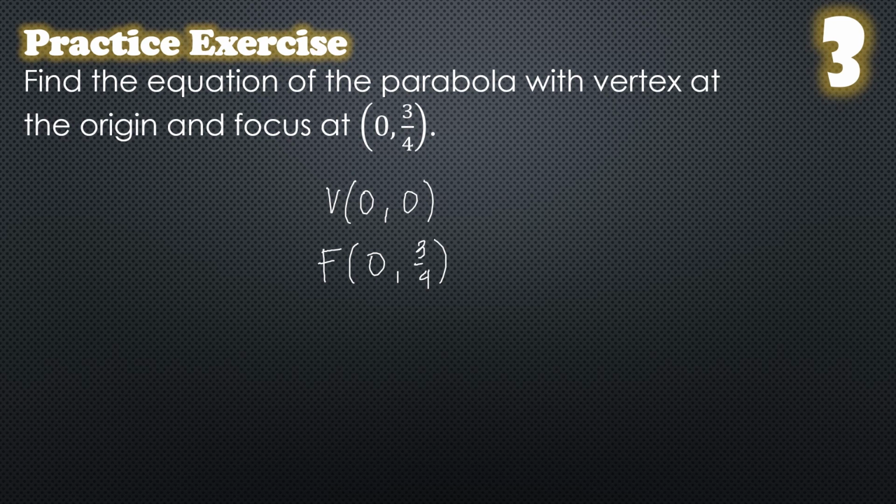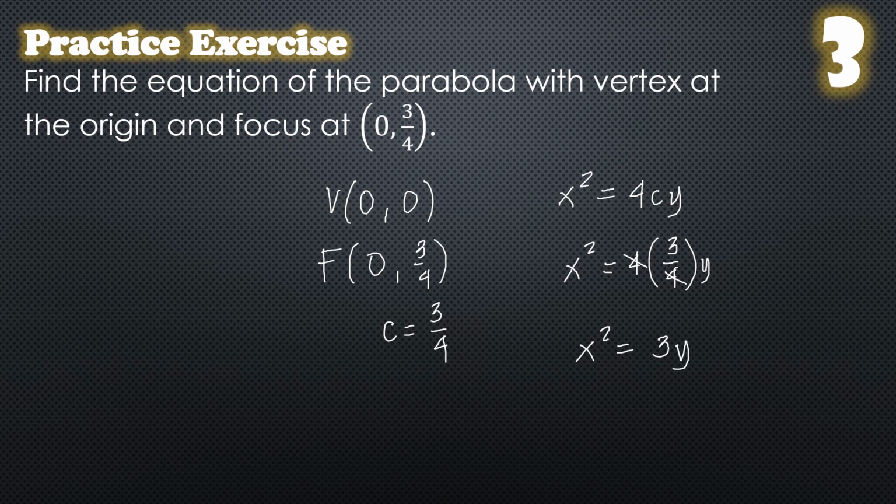Therefore, the focus is at (0, c). Then, the parabola is of the equation x squared is equal to 4cy. And since the focus is at (0, 3/4), therefore c is equal to 3/4. Substituting 3/4 for c in the equation, then we will have x squared is equal to 4 times 3/4 y. 4 divided by 4 is 1. Therefore, the equation of the parabola is x squared is equal to 3y.